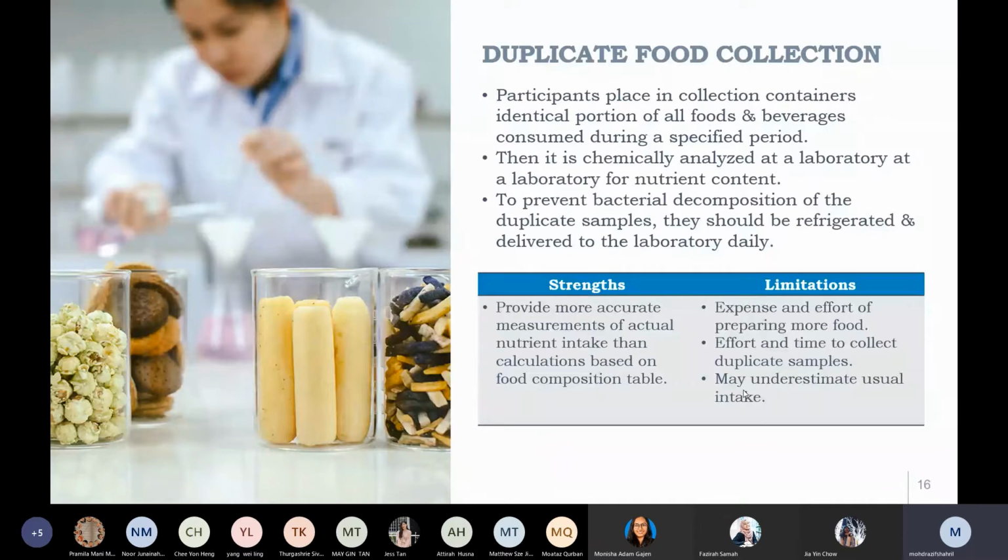and this may underestimate usual intake. So if they are jimat, they want to save money from sampling the food, or all the food they consume is finished by themselves without being able to be duplicated. For example, they bought a bag of chips and then they finish everything themselves, then there's nothing else to duplicate. So this may underestimate the usual intake.